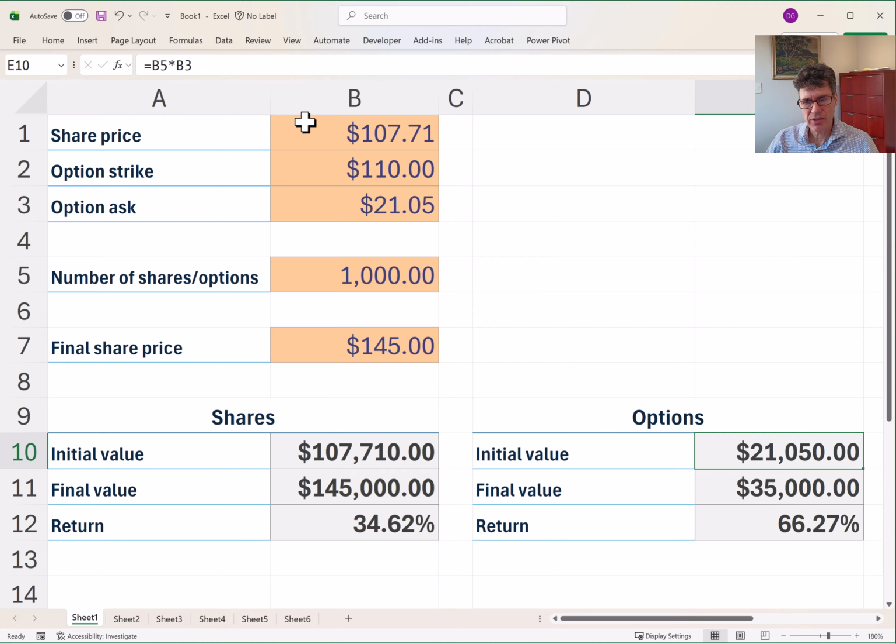Essentially, the options, with a much smaller investment, entail significantly more risk. For lower share prices, and there's going to be a place where these two things are equal, but for lower share prices, the return on the shares is bigger than the return on the options. For larger share prices, the return on the options is bigger than the return on the shares. Again, more leverage, more risk.